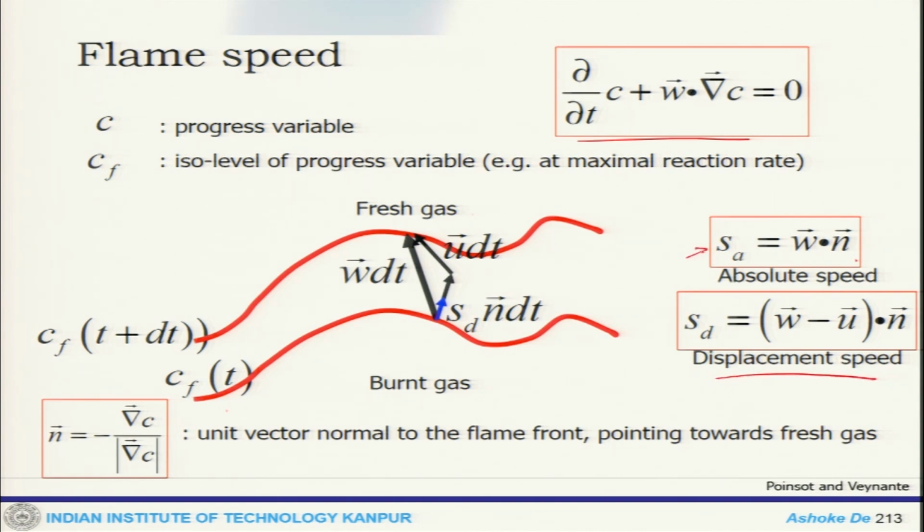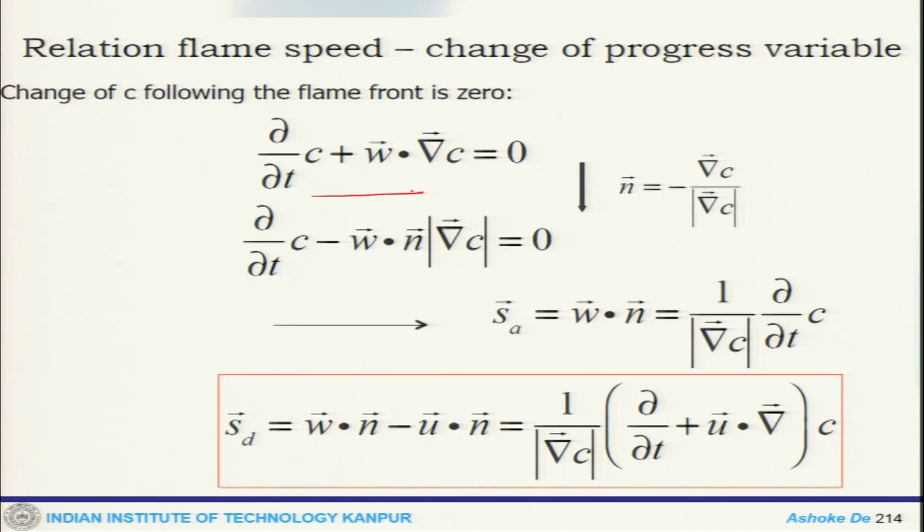So, one is absolute speed, one is displacement speed, and n is the unit normal vector, which is calculated like delta c by mod of delta c. So, apart from that, you can see now if I start with this equation where del c by del t plus w dot del c equals 0, now I use the unit normal vector, then I write this. Then from here I can get absolute speed is w dot n, which is 1 by del c by del t, and then that will give me the displacement speed, which is 1 by magnitude of del c, del c by del t of u delta c.